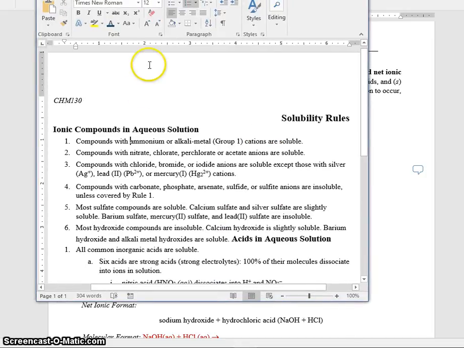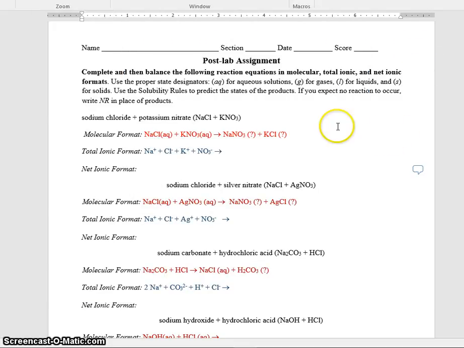All right, solubility rules. It says compounds with ammonium or alkali metal group 1 cations are soluble. Well, both sodium and potassium are in group 1. So any compound that has sodium in it or potassium in it is going to be soluble. So we can stop there and move back to where we were. So we know that this is aqueous, AQ, and that this is aqueous, AQ. All right, so we can finish filling out our total ionic formula.